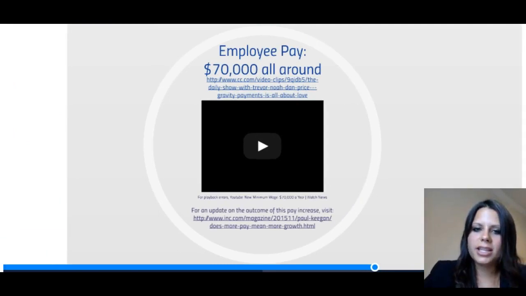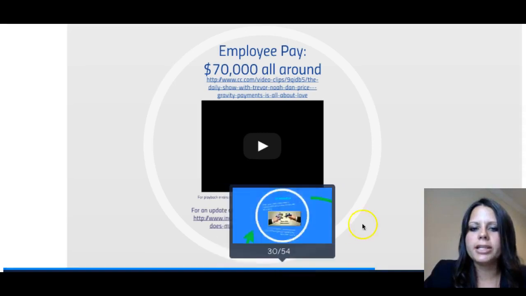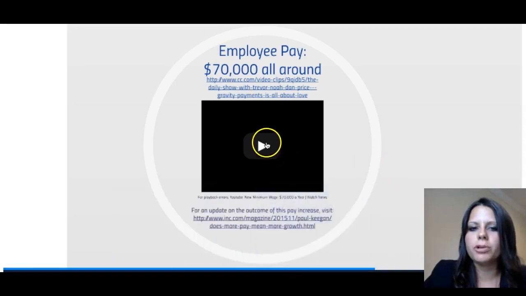So one of the interesting things you might like to see is this really cool initiative this company took to pay all of their workers $70,000 a year. Dan Price, with Gravity Payments, decided that he really felt 70 grand a year was the right number to live comfortably. So if you're interested in this, there's an update here on it. I'm going to show you a quick video and you can click on either of these links, but I'll show you the quick video to learn more.